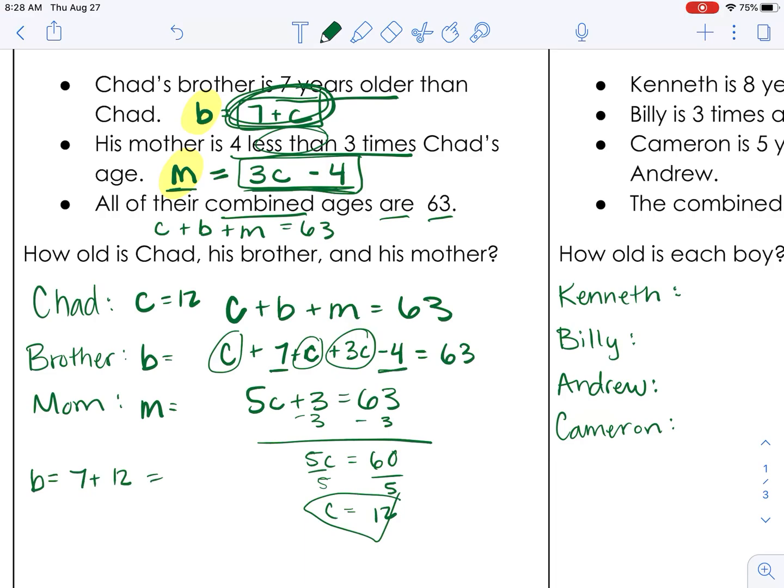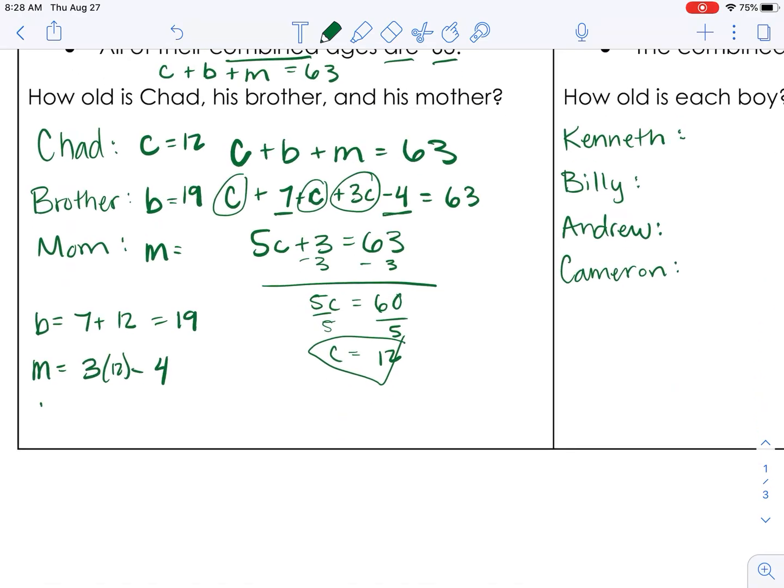All right, so we know that brother is going to be 19 years old. Then we're going to come up here and use mom's equation. Mom's equation is 3c minus 4, so m equals 3c minus 4. But we know that c is equal to 12, so we're going to write 3 times 12 minus 4. 3 times 12 is 36, so we end up with m equals 36 minus 4, which gives us mom's age of 32. So mom is 32.